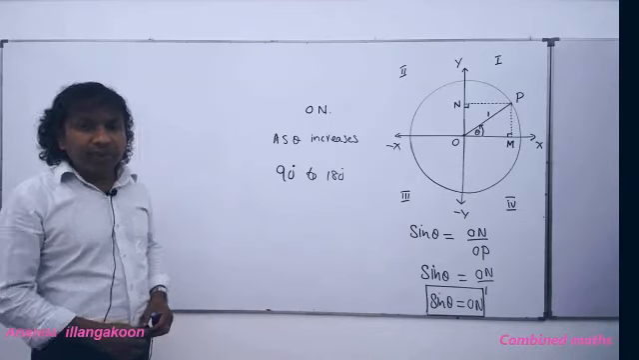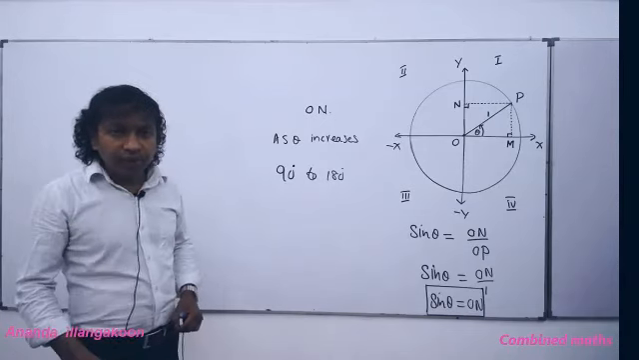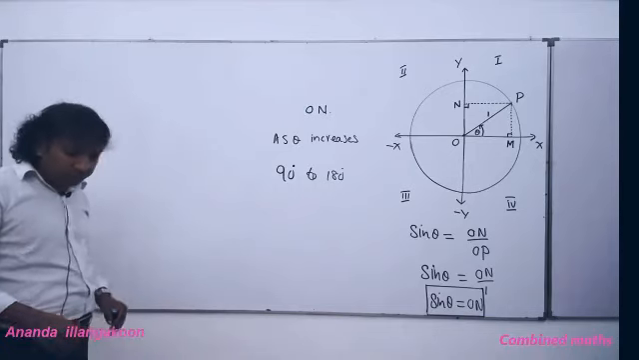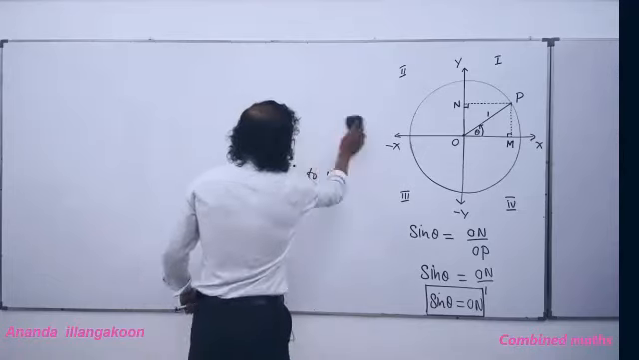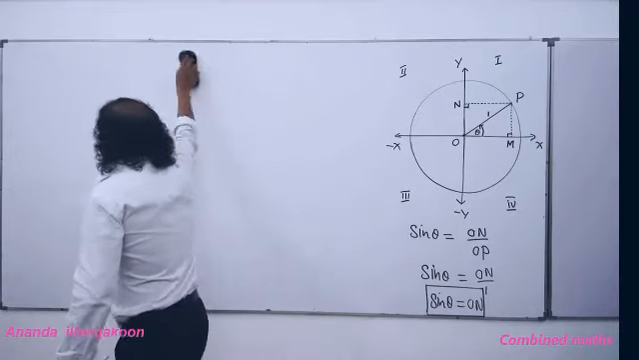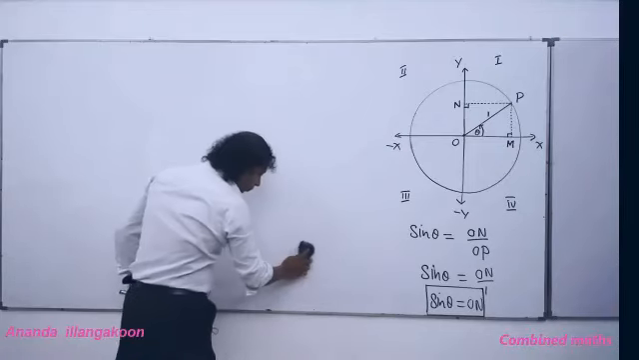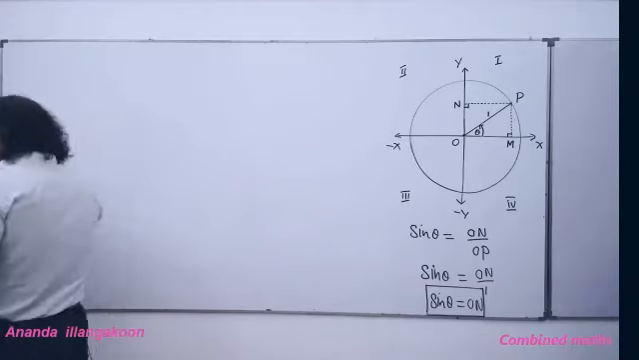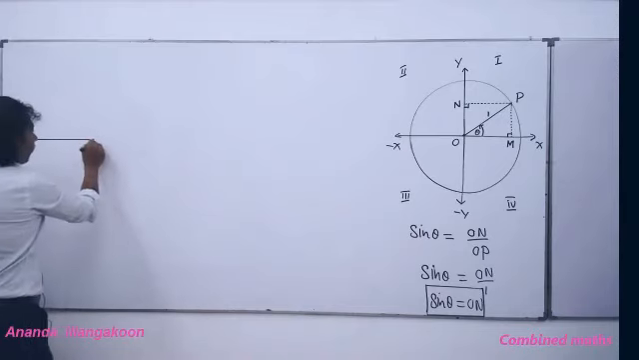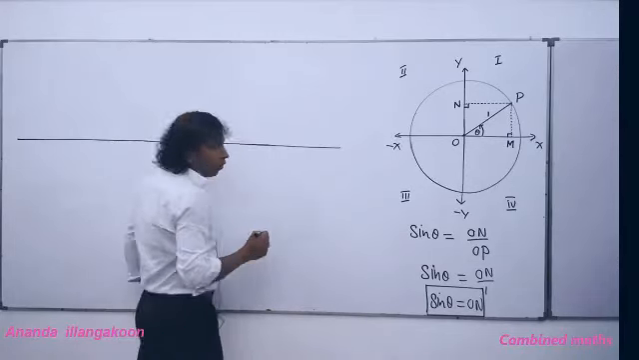Start from a new line. Similarly, in third and fourth quadrants, we can notice similar variation of ON.